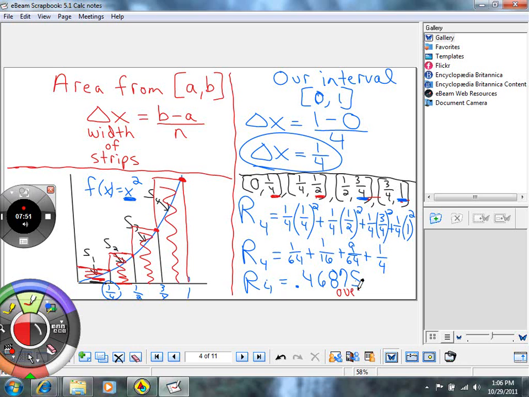And that's going to happen. It's not that the right is always an overestimate, but it is when it's an increasing function like this. Okay, because the function's going up, and so if you do the right endpoint, you're always going to end up getting an overestimate.